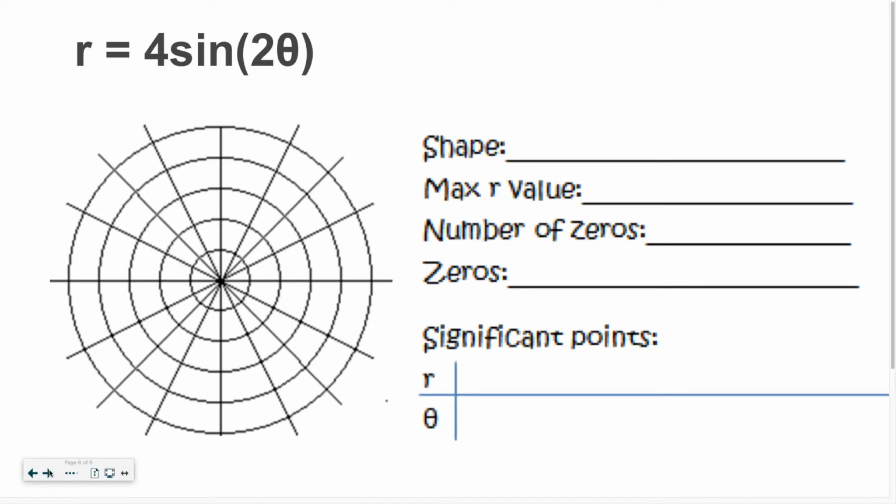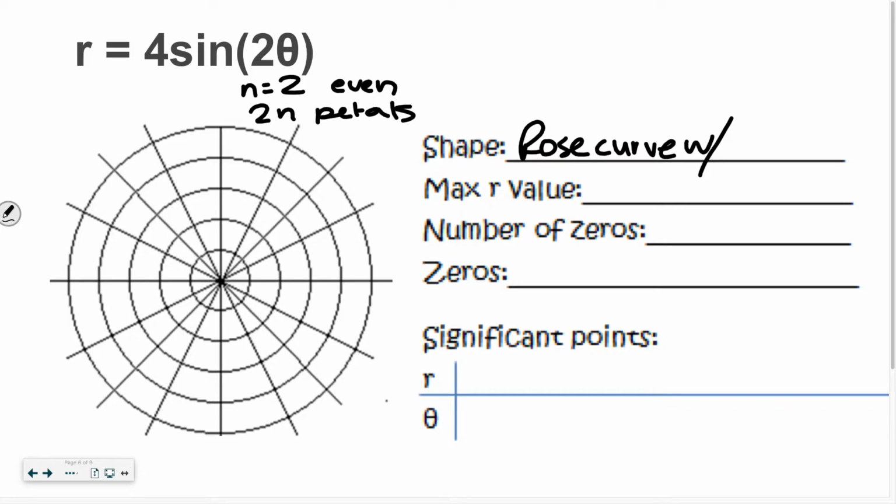Okay, when you look at this equation, how will you know if it's a circle or a rose curve? If theta is multiplied by something other than 1. So this must be a rose curve. Now, when you say what shape it is, I'd like for you to say it's a rose curve with how many petals? So if n is equal to 2, that's even. And if n is even, there are 2 times n petals. So we could say it's a rose curve with 4 petals.